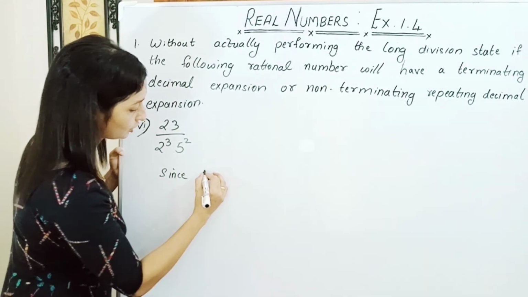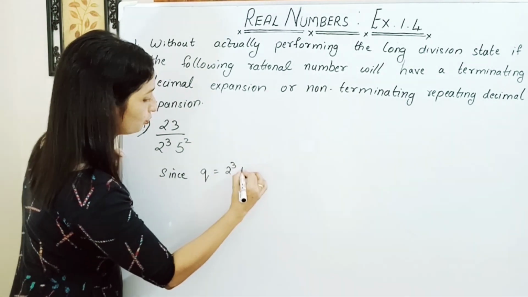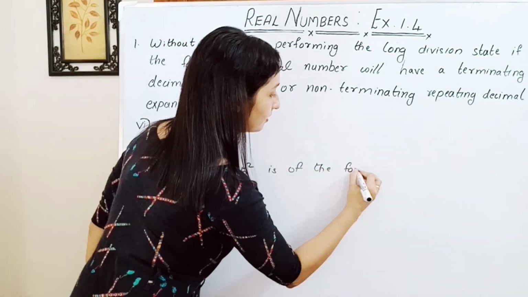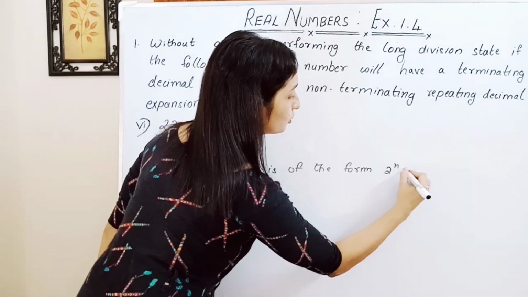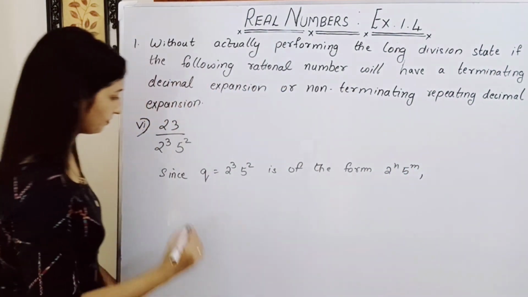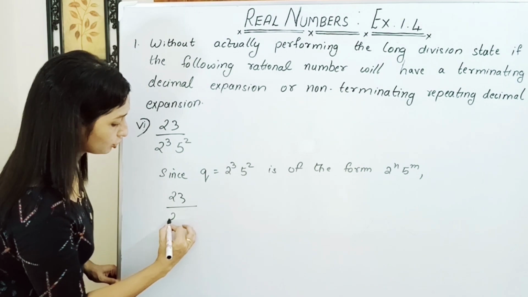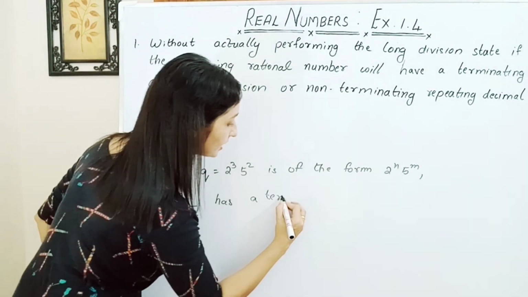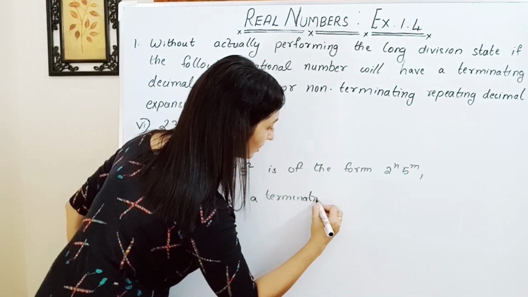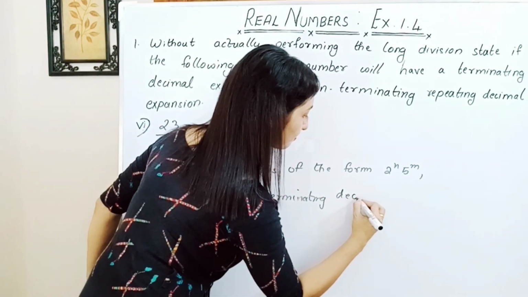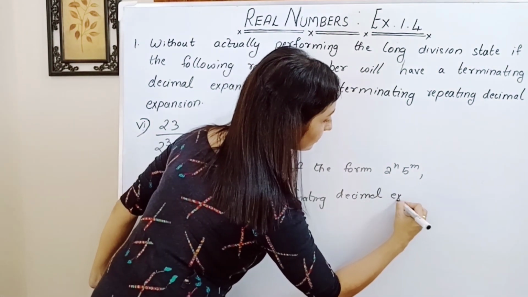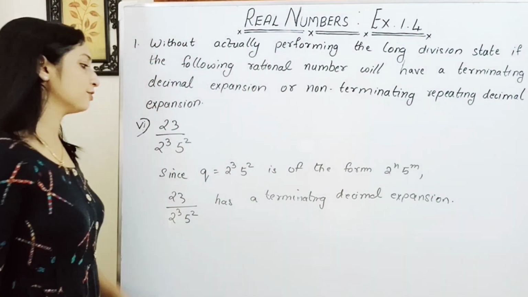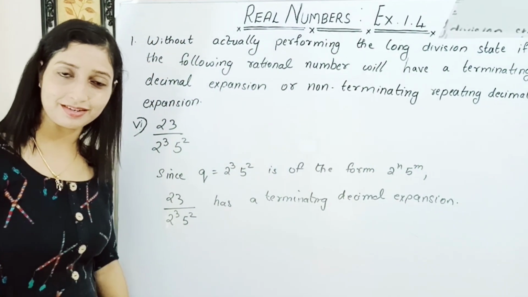Since q is equal to 2 cube into 5 square is of the form 2 raised to n into 5 raised to m, 23 by 2 cube into 5 square has a terminating decimal expansion. So this is our answer for our sixth question. Let's move on to our next question, question number 7.